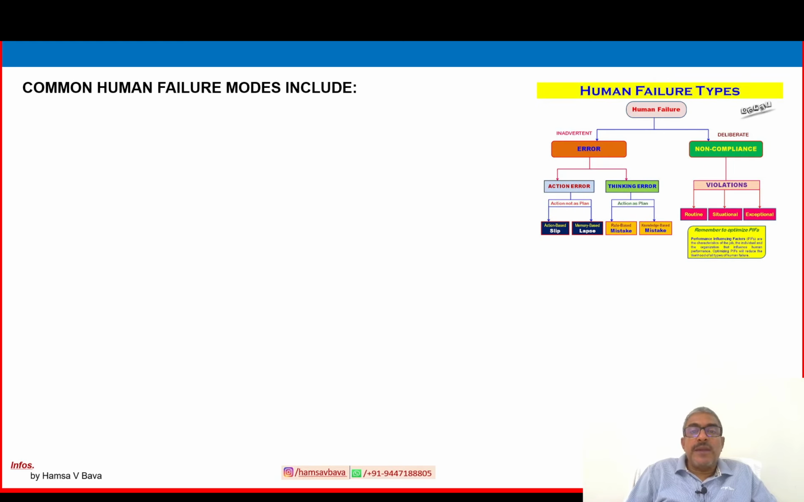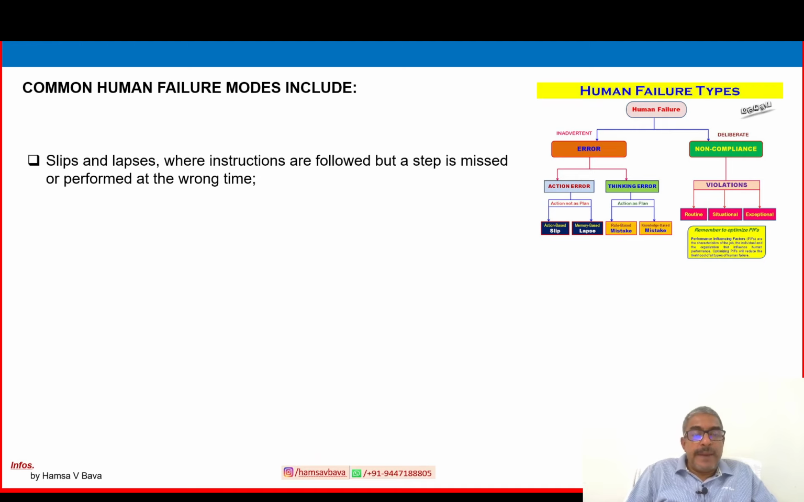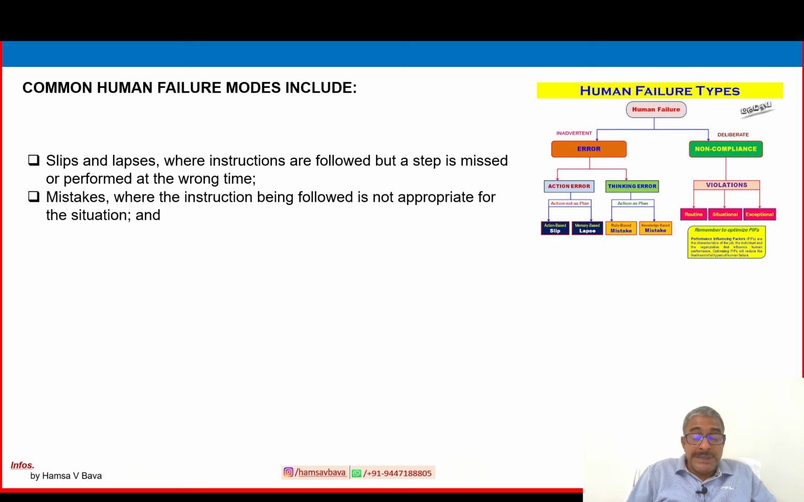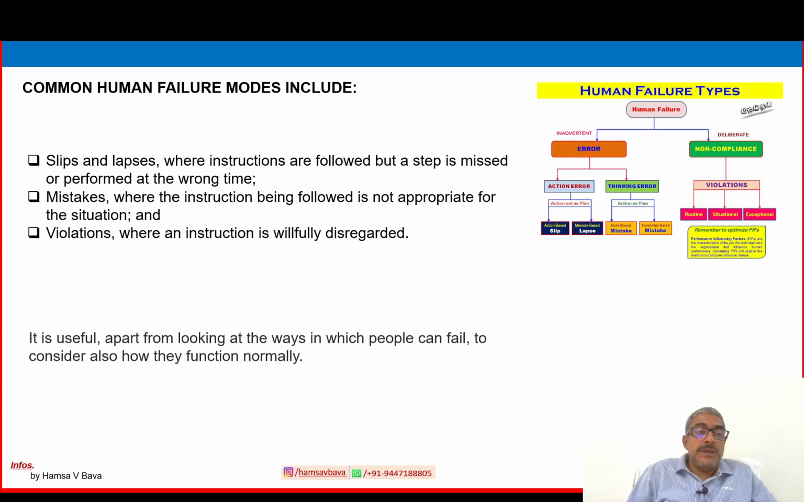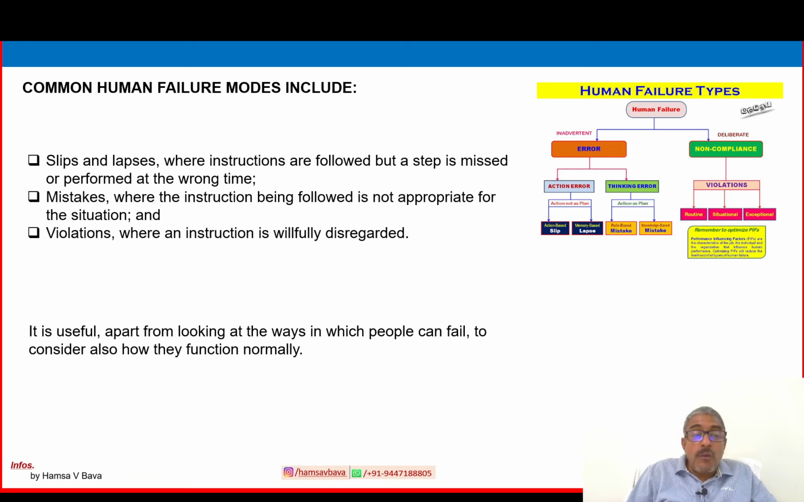Common human failure modes include slips and lapses, where instructions are followed but a step is missed or performed at the wrong time. Mistakes, when the instruction being followed is not appropriate for the situation, and violations, where an instruction is willfully disregarded. So these are the human error failure modes. It is useful, apart from looking at the ways in which people can fail, to consider also how they function normally.